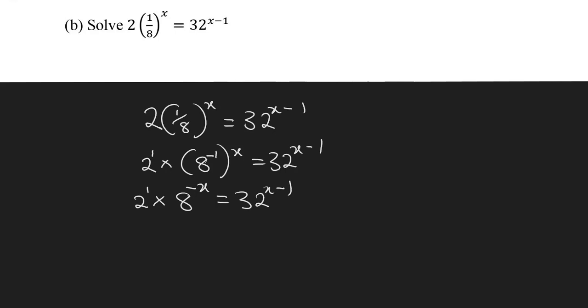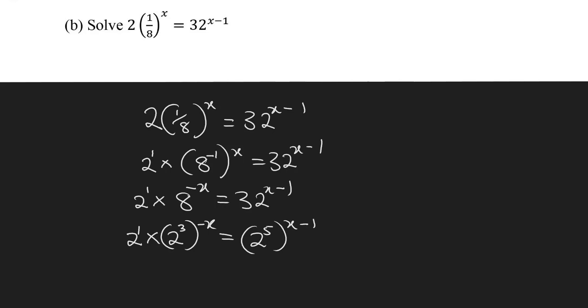So we're going to look for the lowest base that all these can be expressed in power. So now we start with 8 because the lowest number we know is 2. 2 to the power of 3 is 8, and 2 to the power of 5 is 32. So now this one is going to be 2 to the power of 1 times 2 to the power of 3, right? Remember we have our minus x, is equals to 2 to the power of 5, and we have x minus 1.